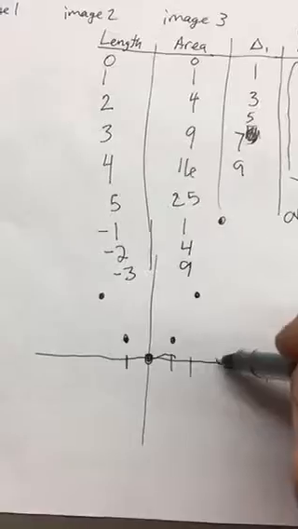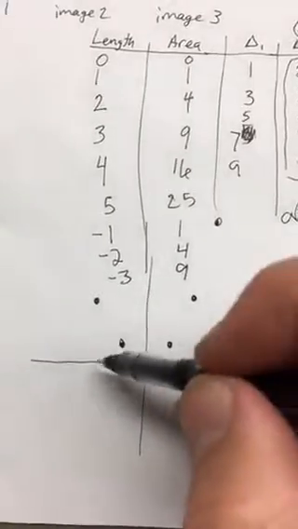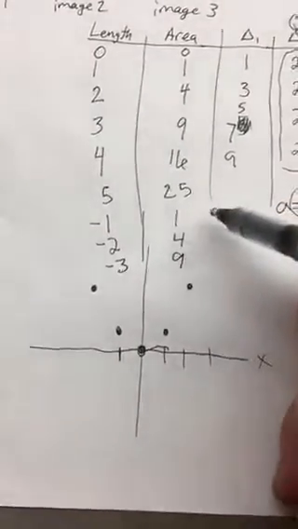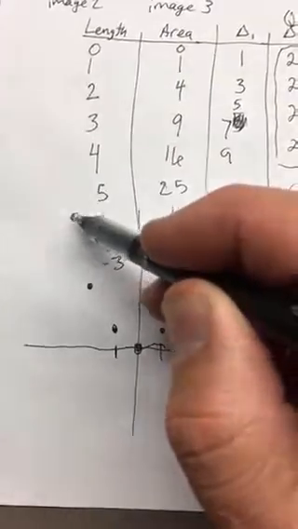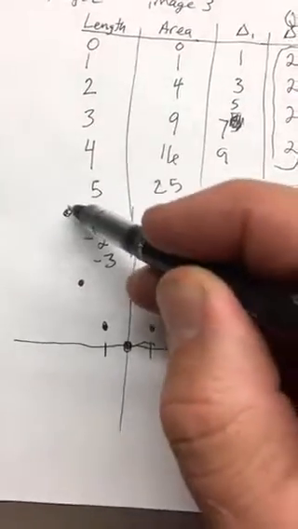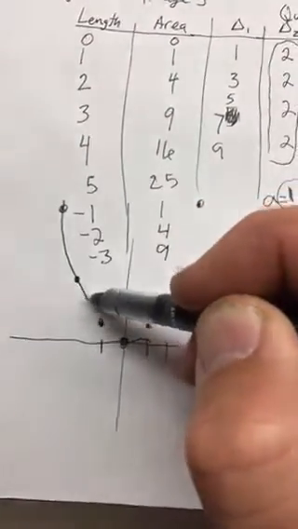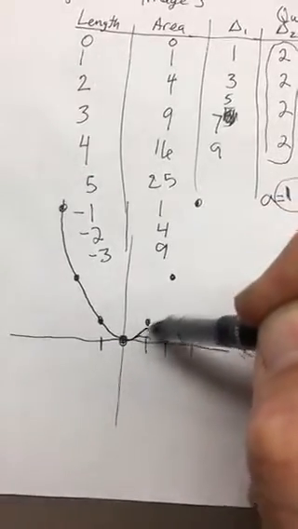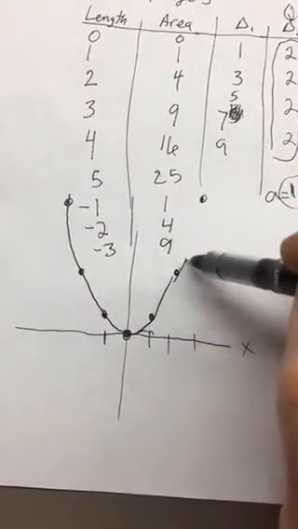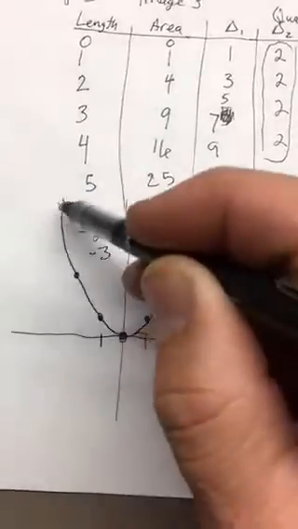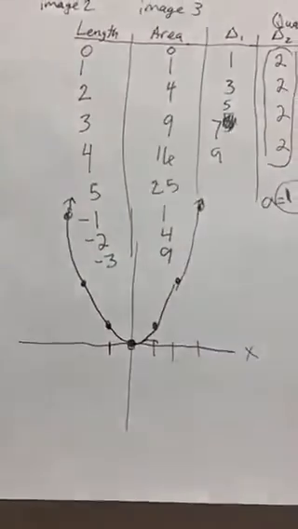But notice how 3 now was 9, and negative 3 is also 9. So we can just reflect this, boom, over here. And you can kind of see this U shape sort of forming. Oops, kind of sloppy. But anyway, there's your U shape, okay?